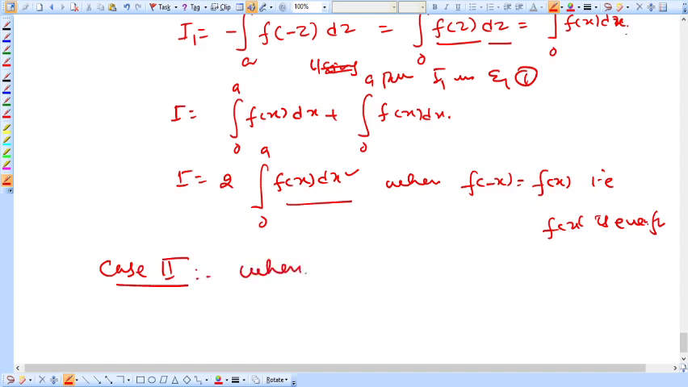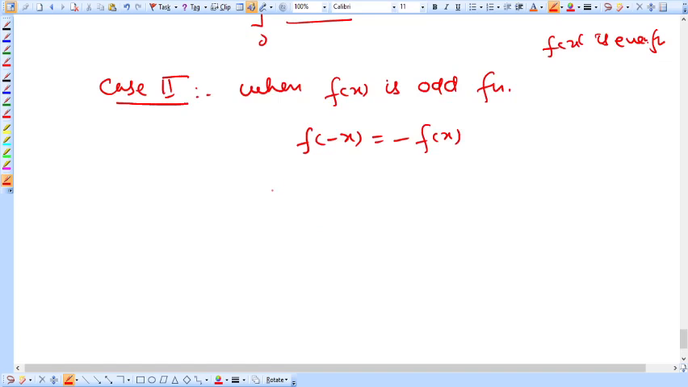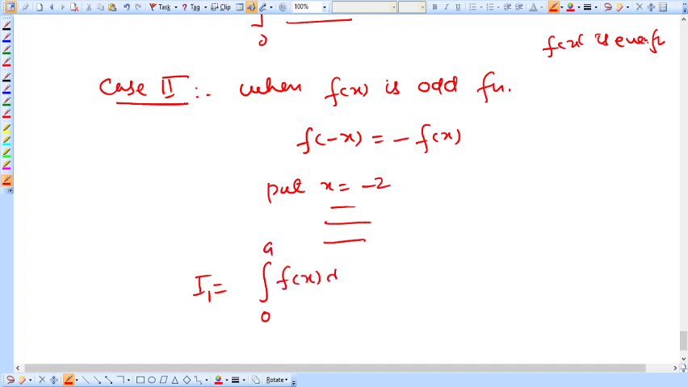when f of x is odd function. Okay, odd function, right? When f of x is odd function, then f of minus x is equal to minus f of x हो जाएगा, and therefore with the same substitution put x is equal to minus z, लिमिट क्या हो जाएगा, सारा वो एक बार फिर से यहाँ पे लिख दो. आई एम राइटिंग इट डायरेक्टली दैट I1 here would be equal to, अगेन कितना रहेगा, I1 would be equal to 0 to a हो जाएगा, और ये इतना हो जाएगा I1.